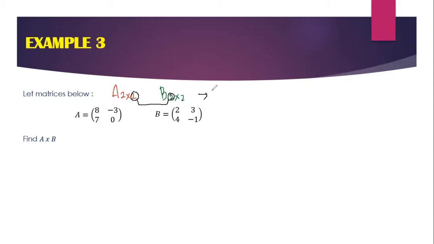So what is the product? The product matrix or the product notation? The product notation is C, 2 × 2. Is that clear to everyone? That's the product notation of matrix A times B, 2 × 2. Next.